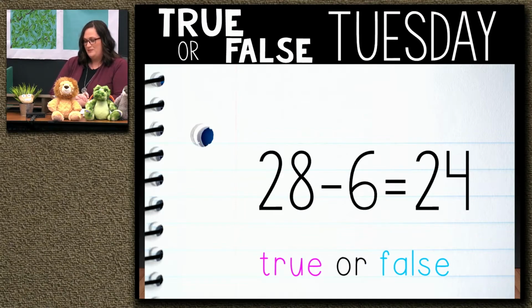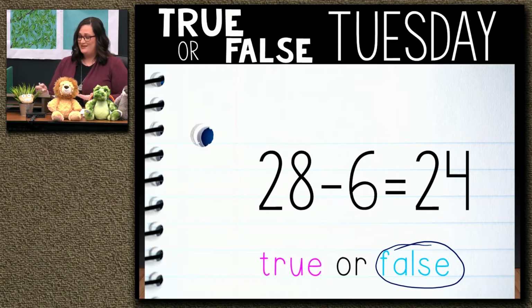Last problem. 28 minus 6 equals 24. True or false? Lots of false today. False. 24 and 6 make 30, not 28. And 28 minus 6 is 22. So it is definitely false.